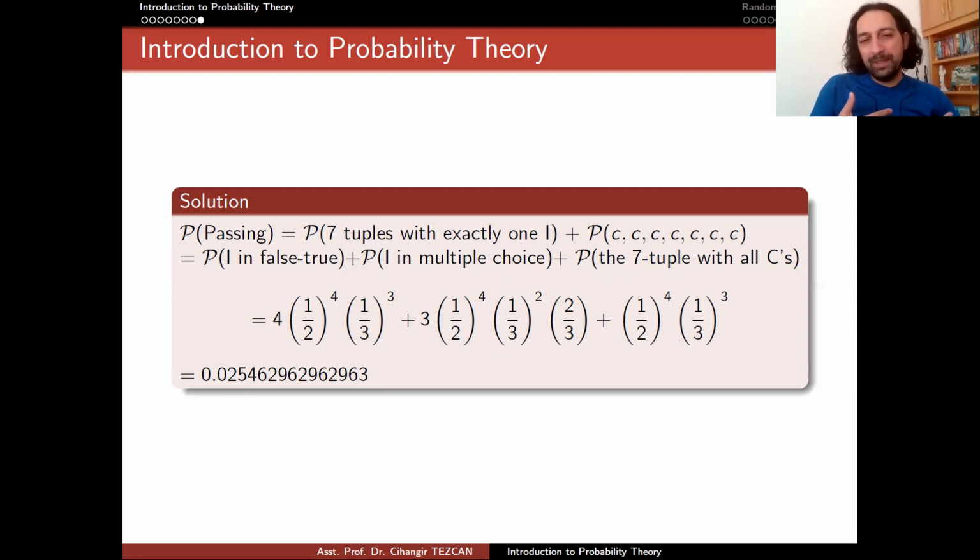So if the exam is taken by 100 students and if all of them are unprepared and all of them follow this randomly guessing process, we can see that 2 or 3 students will pass the exam at the end. And for me, this is actually unexpected. This probability is more than I expected.